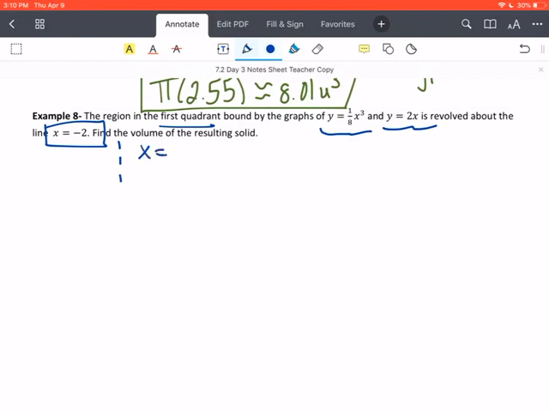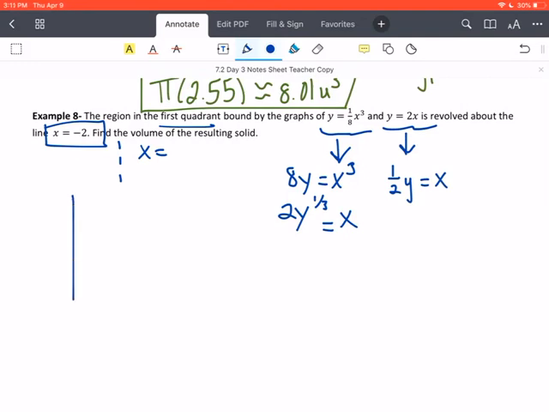So if I look at this first function right away, I need to get my x by itself. I have 8y equals x cubed, and then I cube root both sides, so I cube root the 8 to get 2, and I'm going to write it as y to the 1/3 rather than the cube root, because I know I'm going to use my calculator here in a few. And then this one, we've got to divide by 2, so we get 1/2 y equals x. But I'm going to use the original functions to make my graph for sure. You've got to use a graphing calculator to get an accurate picture.